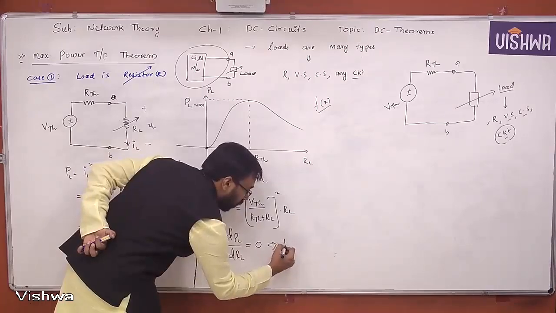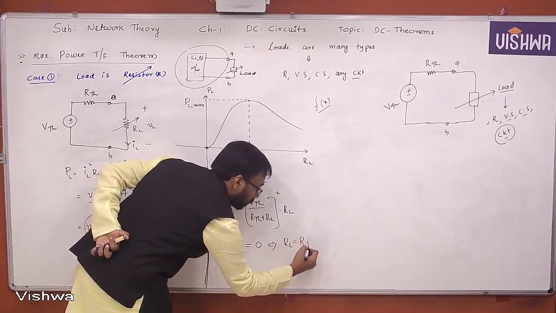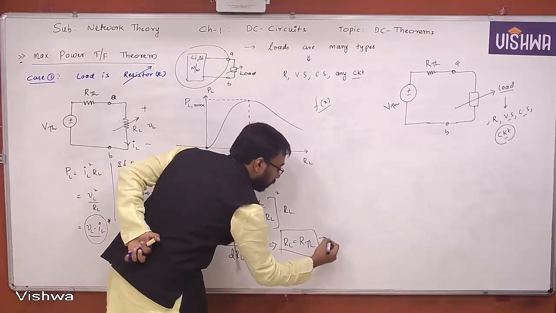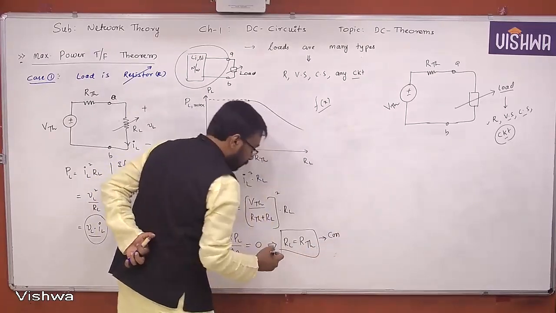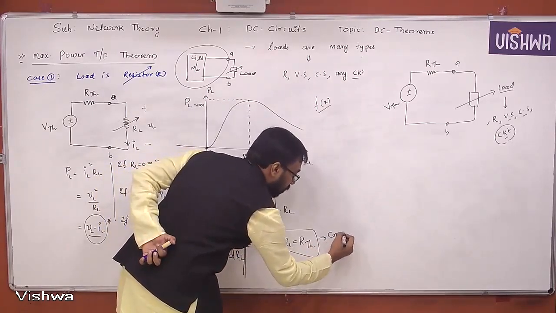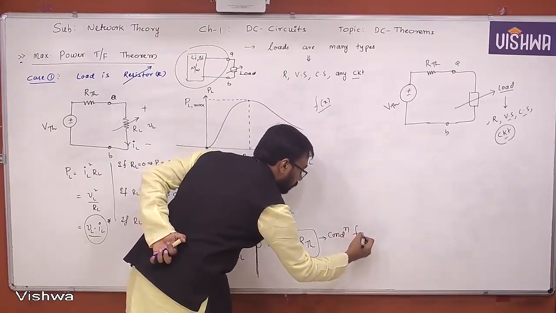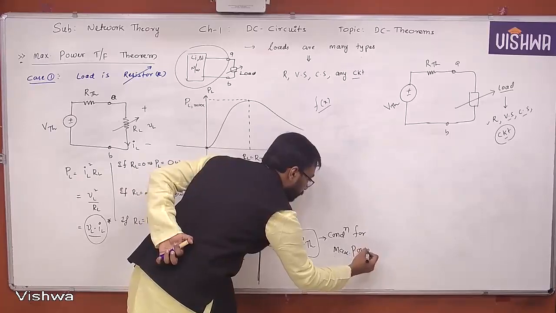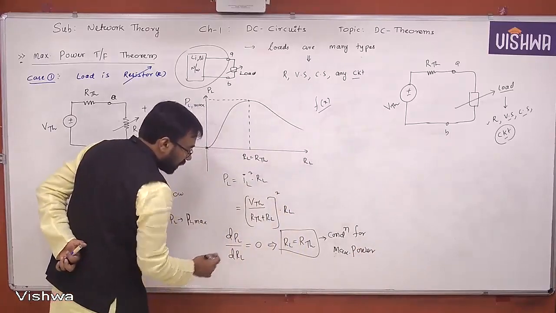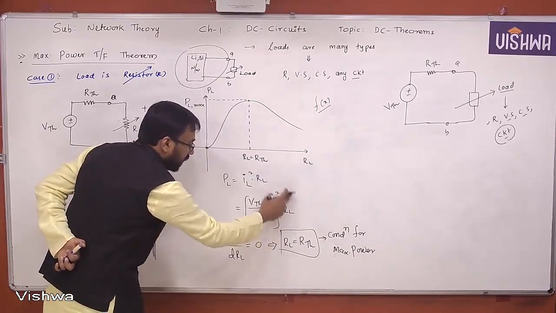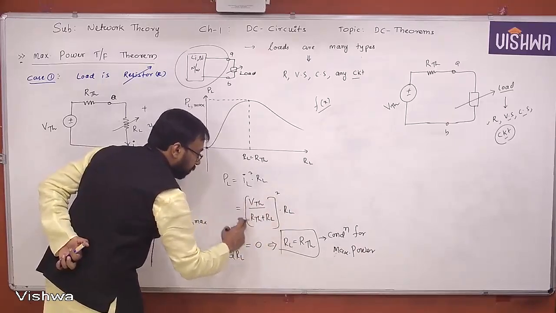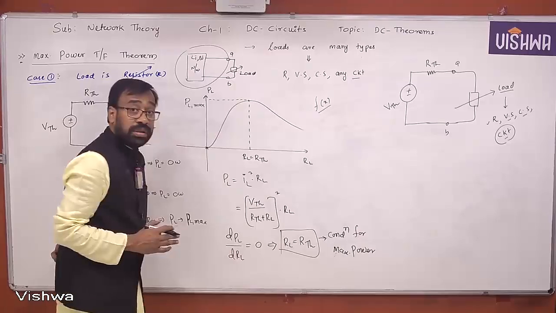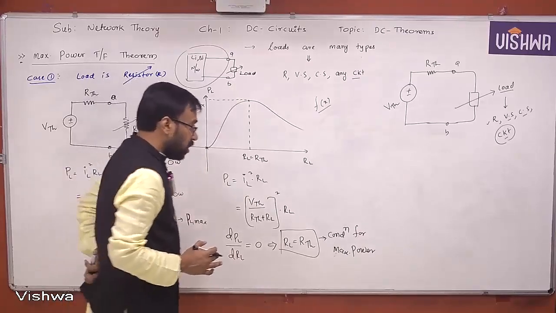Okay? So therefore, RL is equal to, you're going to get this condition. This is called condition for maximum power. Understand? Okay, I think all of you understand this part. You are differentiating this particular part and making it 0. Then you will get RL is equal to RTH. So you do that differentiation part. You please take care of that.